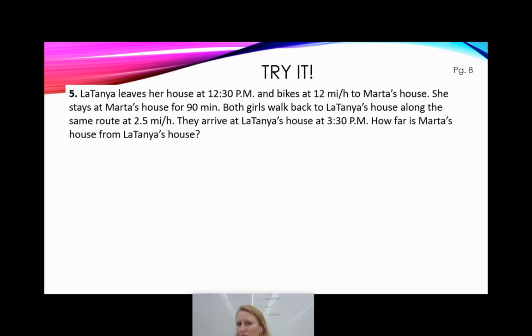Hit pause, use the same techniques as before. It's asking for something different, that's okay. Use the same techniques as before. Hit pause to work it out. Hit play when you're ready to check your work.